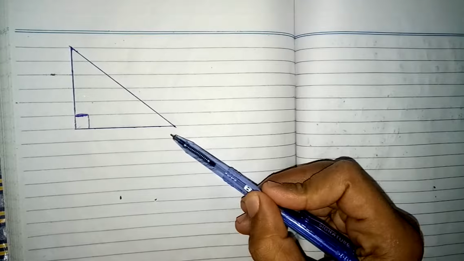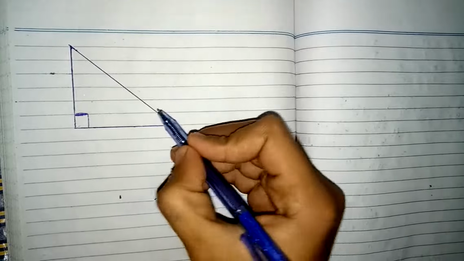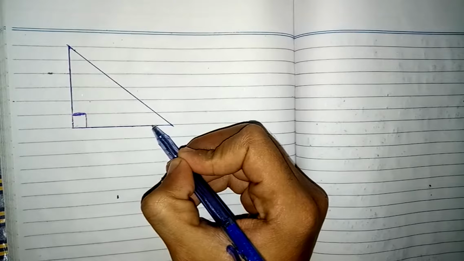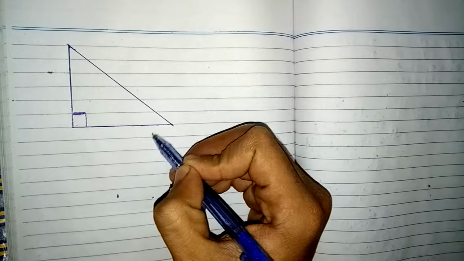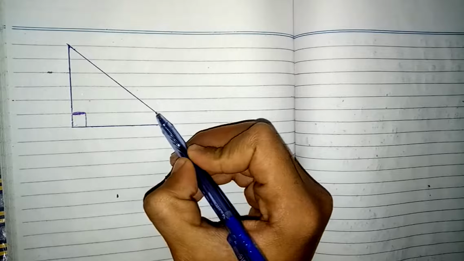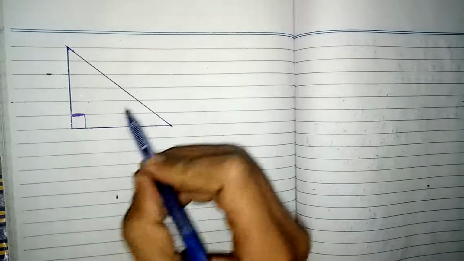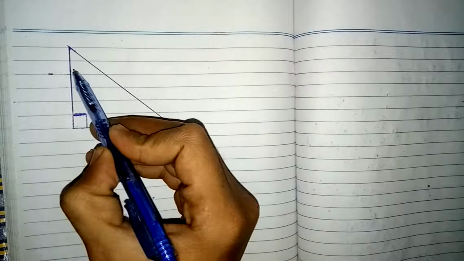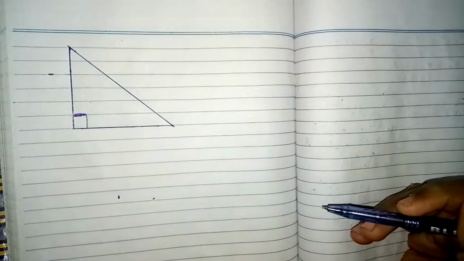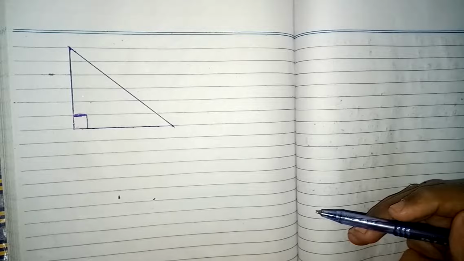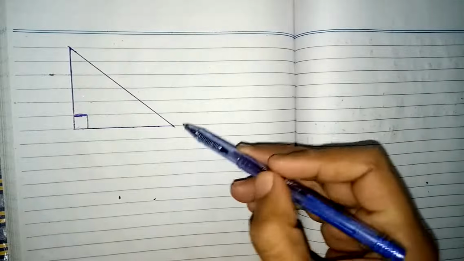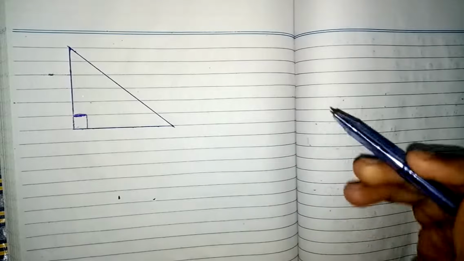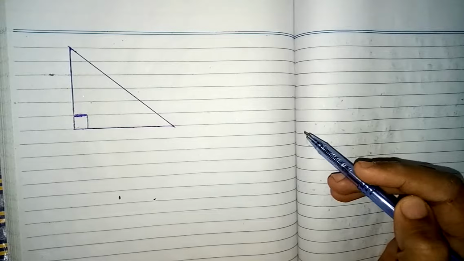For example, this is a triangle which has three angles. The word triangle means three angles. So here are the three angles: first this angle, second this one, third this angle. The summation of these three angles will always be 180 degrees.